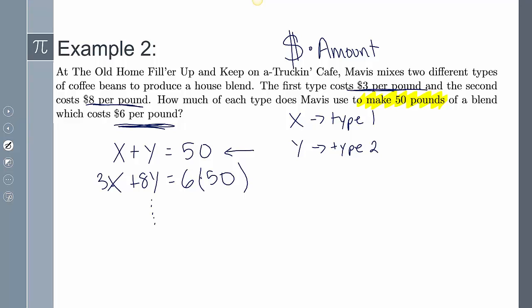And then you can solve from there using the elimination method or the substitution method, whichever method you see fitting, to find how many pounds of type 1 that I purchased and how many pounds of type 2 were purchased. Now, once again, once you find the answer, post it in the comments. That would create a good discussion.